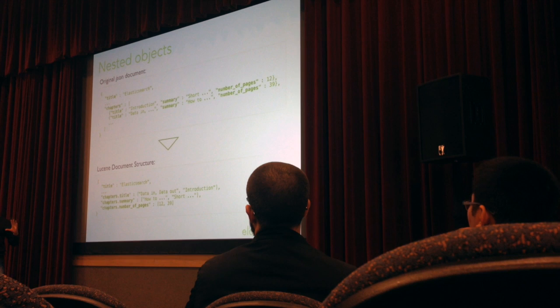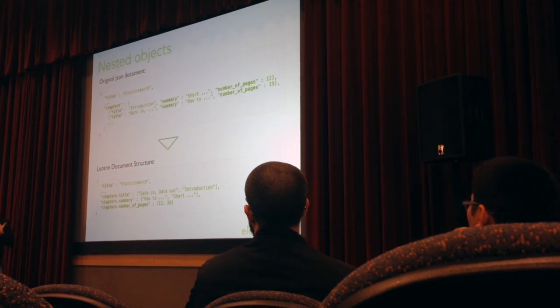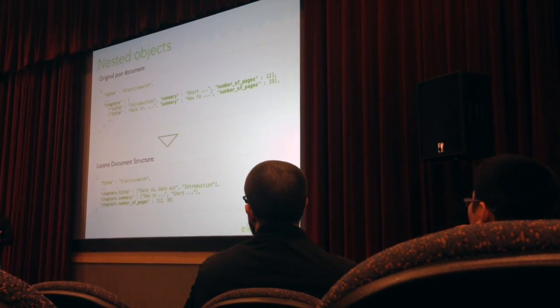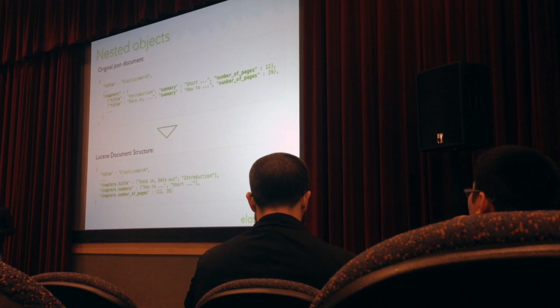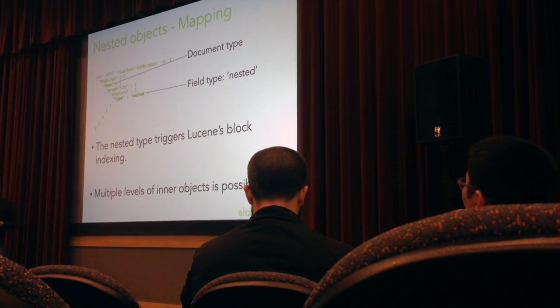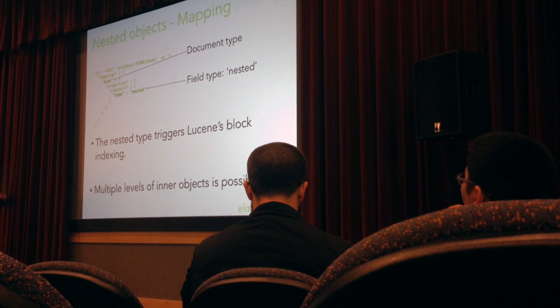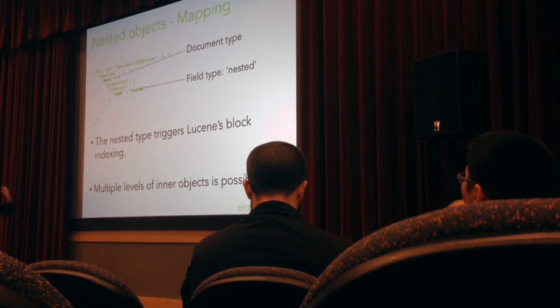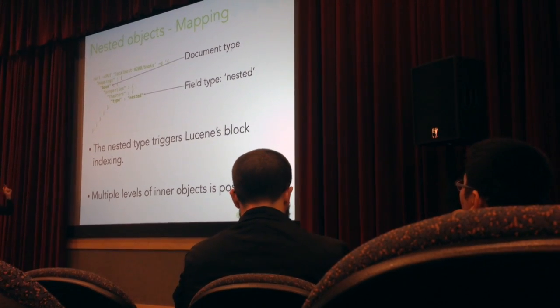So in order to normalize it with this nested structure in mind, there is something you can configure in the mapping. It's called nested mapping. You enable it on a field. So here we have a books index. We define a mapping for the type book, and we say the chapters field is type nested.